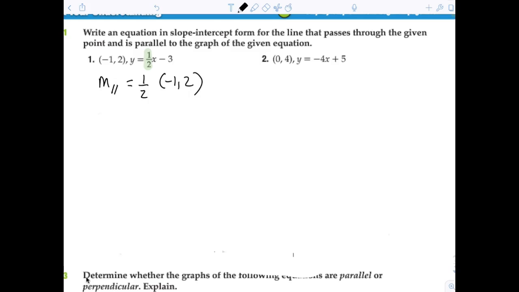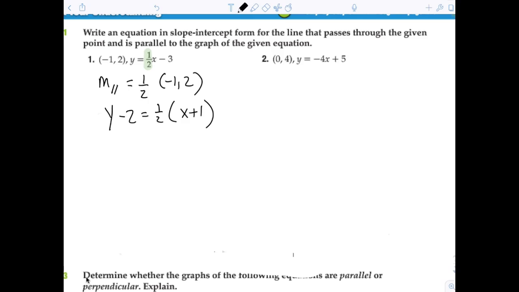Go. Y plus 1. Wait a minute. Oh, sorry. Don't be sorry. Y what? Minus 2. Yes, y minus 2 equals 1/2 x + 1. Beautiful. That's the equation of the line. Unfortunately, I can't use that line to put into the calculator.